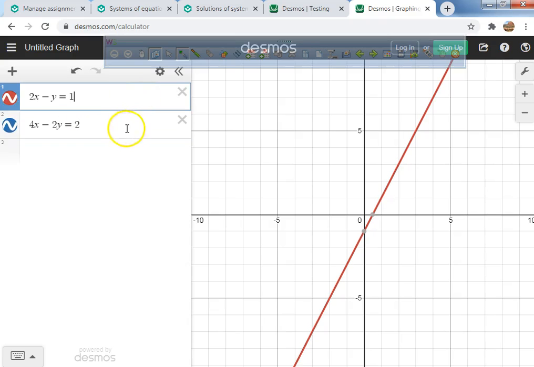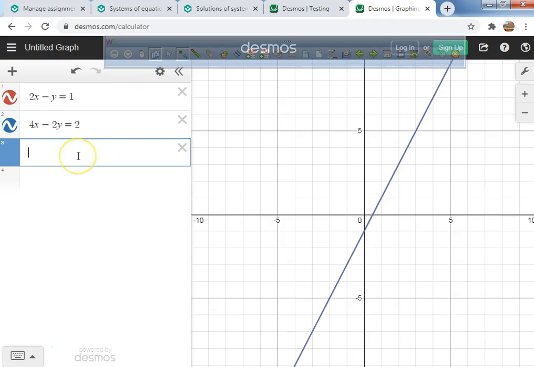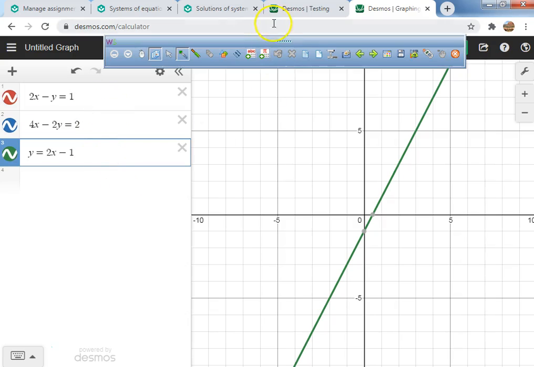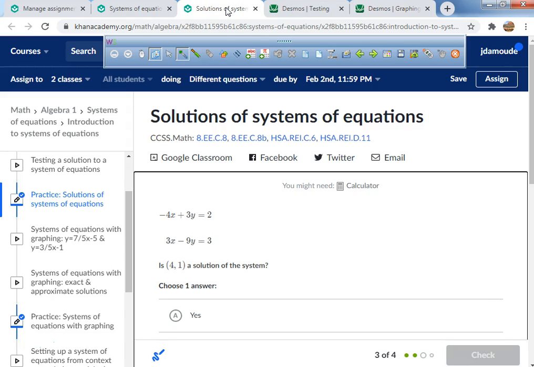I want you to see these are the same line, and I told you that they all equal y equals 2x minus 1. So this is in slope-intercept form. These are both in standard form, but this is where it would be infinitely many. They end up being the same line over and over again. Now, you don't have to do all that for these particular situations in Khan Academy.